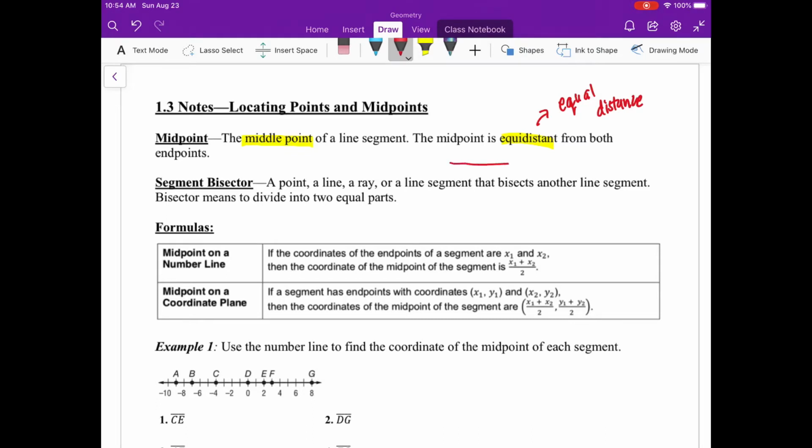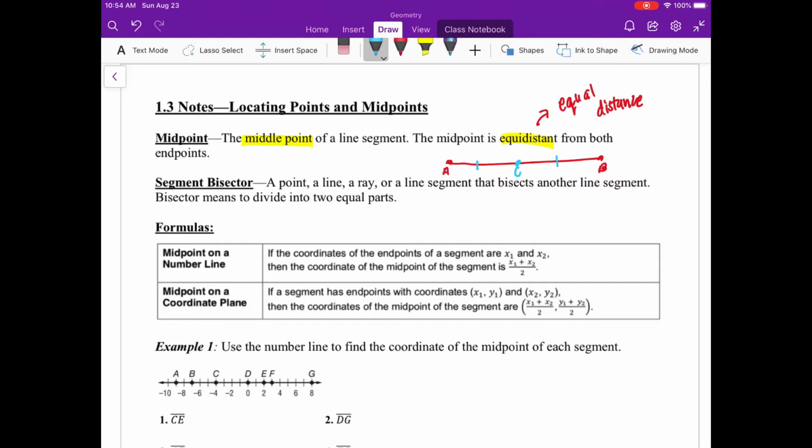So let's say I have a segment and I can call this segment AB. The point right in the middle, let's call that C, that's going to be my midpoint. And it's equidistant from A and it's equidistant from B. So we can put in a little tick mark. And since they each have one tick mark, I know that from A to C is going to be the same distance from C to B.